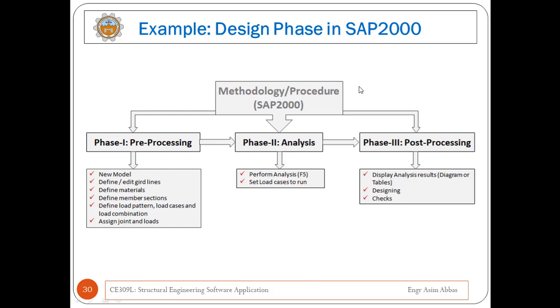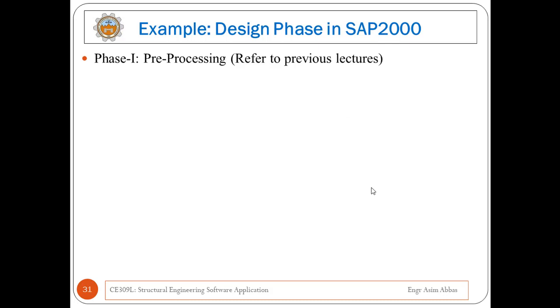See how to design the beam by using SAP2000. The methodology is divided into three phases. The first phase relates to the creation of the model, where the different properties will be assigned. The second phase is related to the analysis, where analysis will be performed. In the third phase, we will display different results and perform design. Kindly refer to the previous lecture. Similarly for phase 2, again refer to the previous lecture.